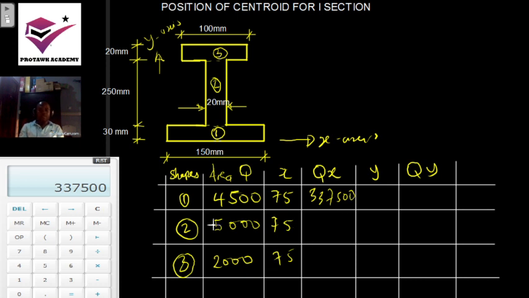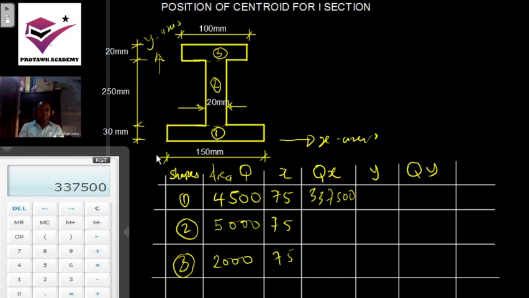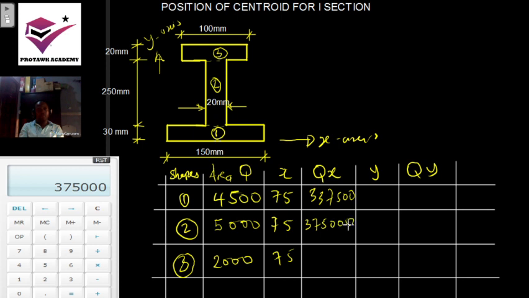So for the second one, we have 75 by 5,000. So we have 75 multiplied by 5,000. This will be equal to 375,000. So the next one we have to do is 75 by 2,000.